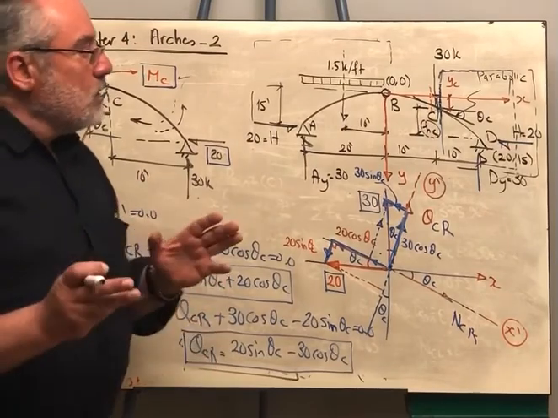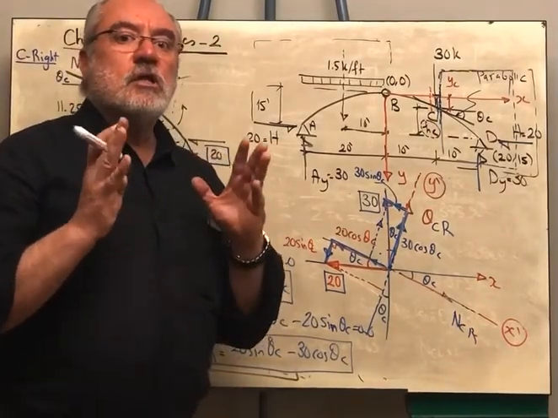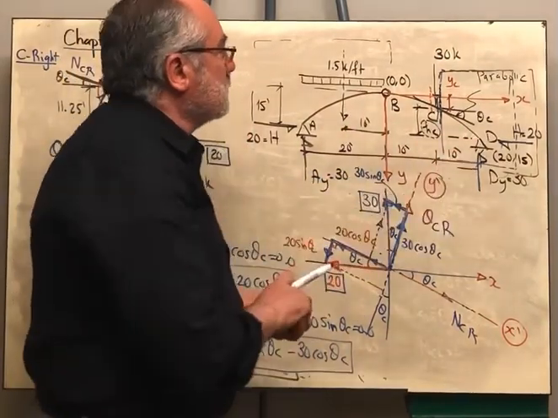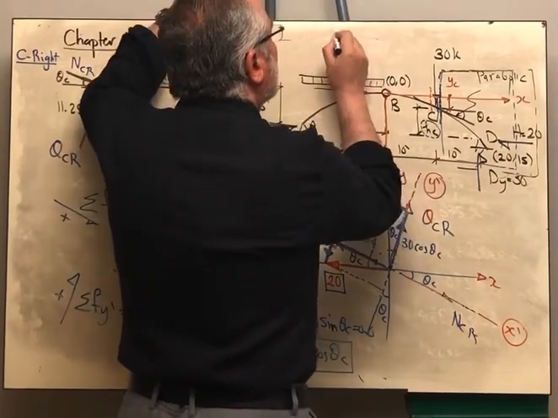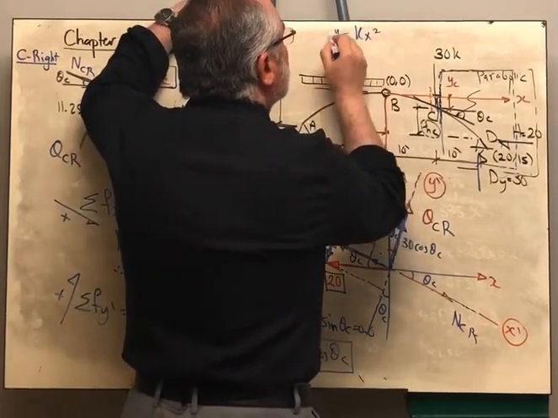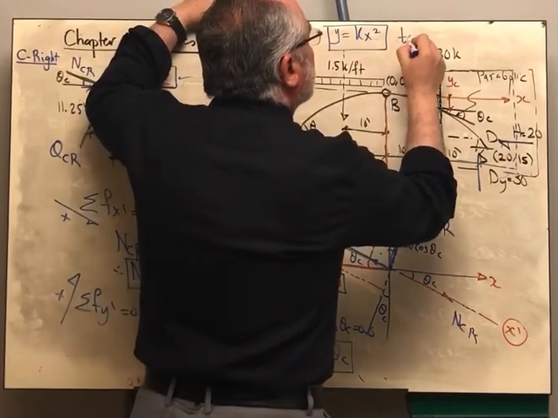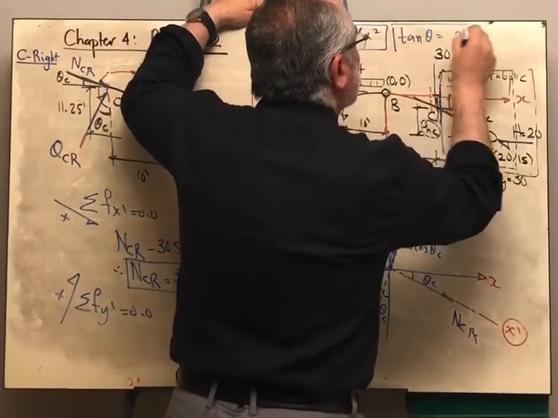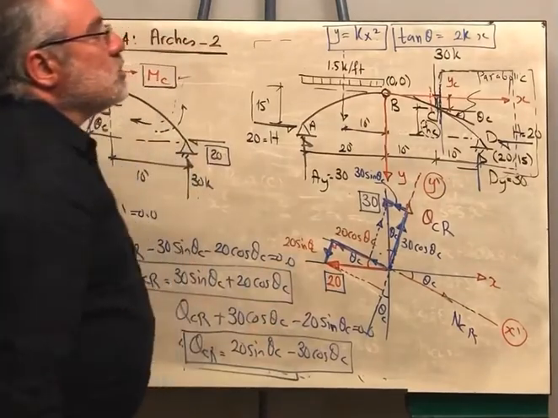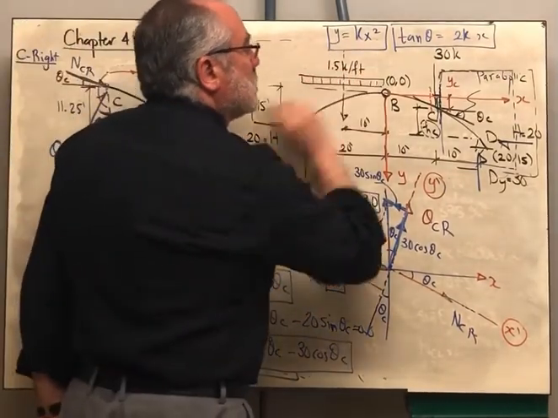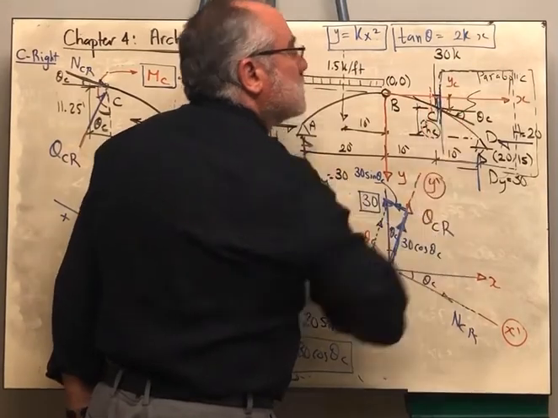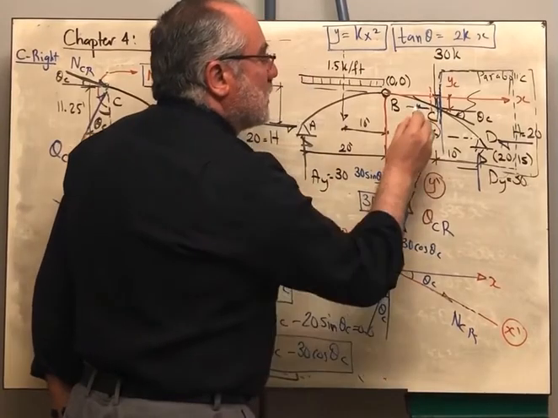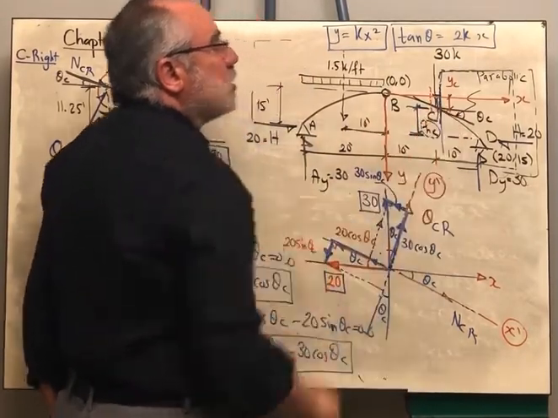Okay? In the problem of the three-hinged parabolic arch, the new thing that we learned is how to get the equation of the arch, y equals kx squared, and tan theta equals 2kx. These are the two equations that we need. We need this equation so that we can get the y coordinate of the point, and from the y coordinate I should be able to get the rise. The rise will be 15 minus the y coordinate.